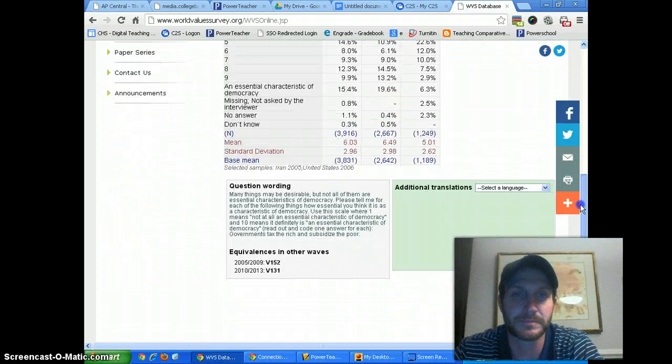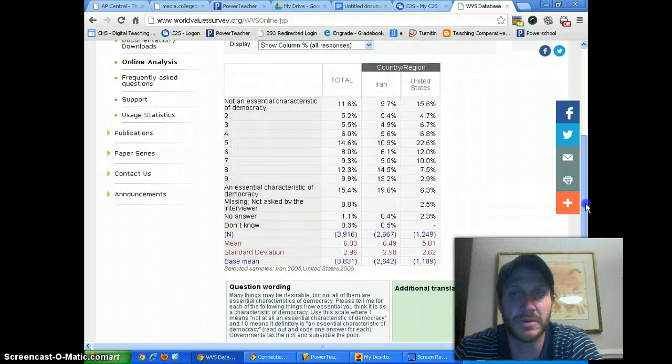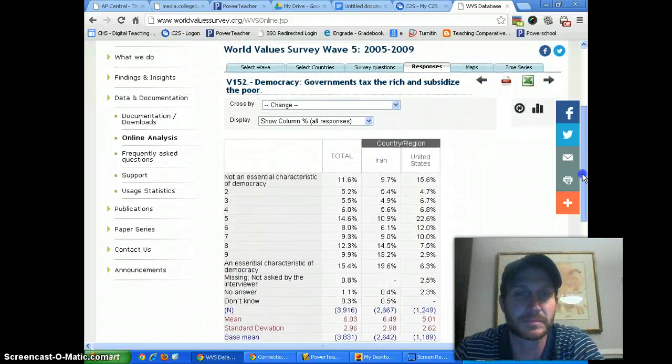And you see the wording at the bottom. Now you get the full wording of the question. Many things may be desirable, but not all of them are essential characteristics of democracy. Please tell me for each of the following things how essential you think it is as a characteristic of democracy. Use this scale where 1 means not at all an essential characteristic of democracy, and 10 means it definitely is an essential characteristic of democracy. So this was posed to the people who took the survey.